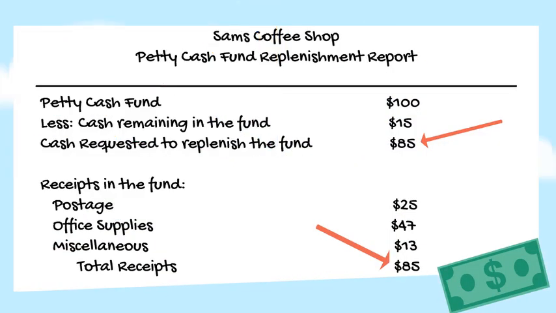To complete the replenishment, the receipts need to be collected and are used to record expenses in the petty cash replenishment fund report. The receipts should equal the check amount requested to bring the account back to its original balance.